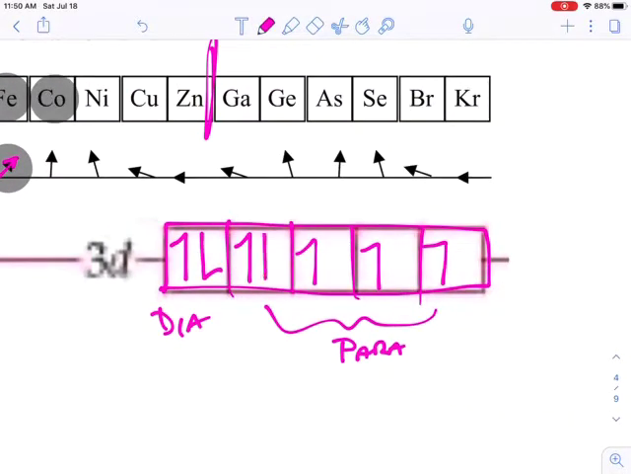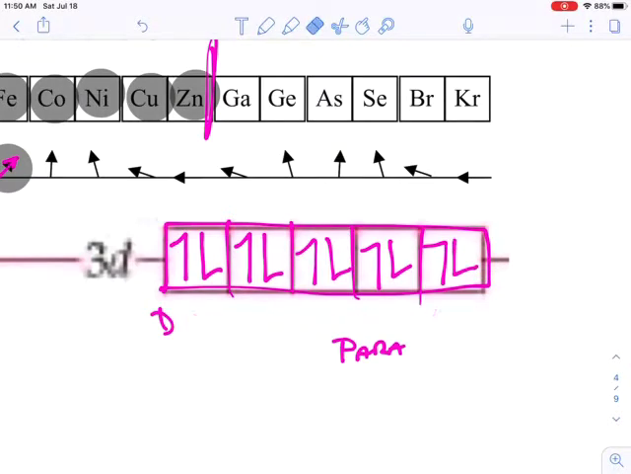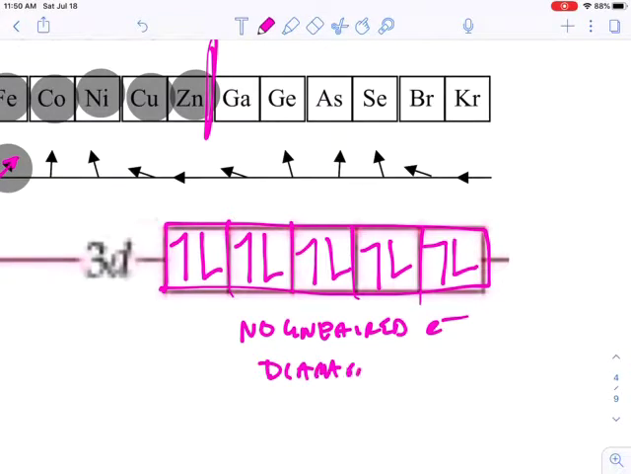And if we continue then this trend all the way through, the next one is going to be cobalt. I have to put another electron in, spin down. The next one is nickel. I have to put another electron in, spin down. And then copper, I have to put another electron in, spin down. And finally zinc. And now by the time we get to zinc, all of the orbital boxes are completely filled with 1 up and 1 down. There is no unpaired electrons. And if there are no unpaired electrons, it is diamagnetic, because all of them cancel out.